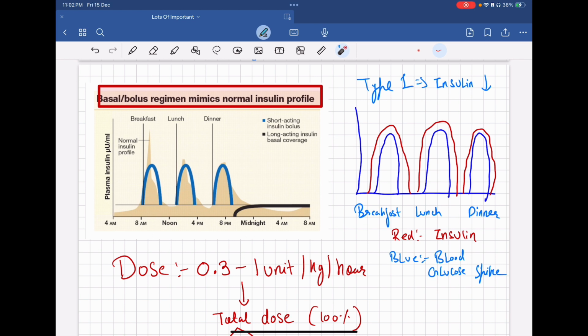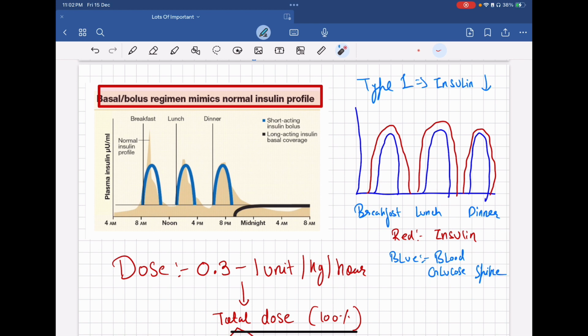Now in a type 1 patient, there is a deficiency of insulin. So we have to mimic this normal profile in our patient by giving insulin externally at the same time the patient is having a meal, to cover the postprandial blood sugar spike, right?